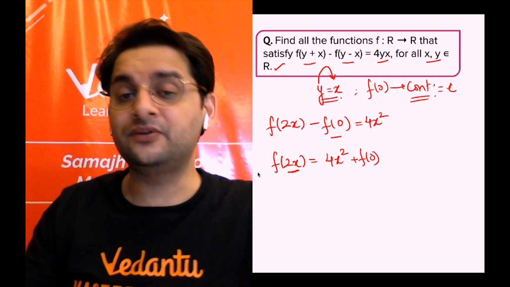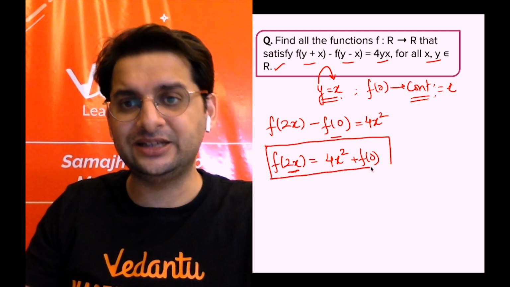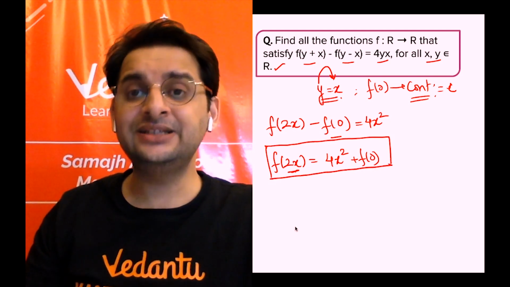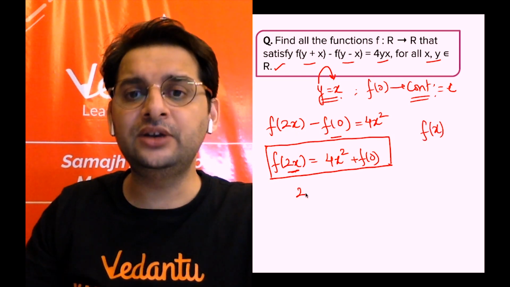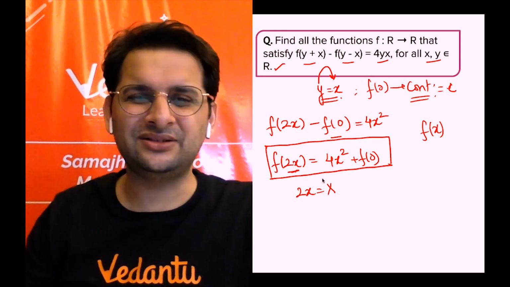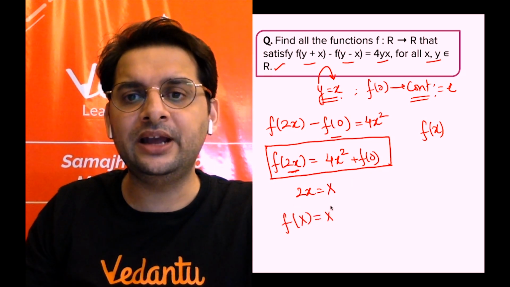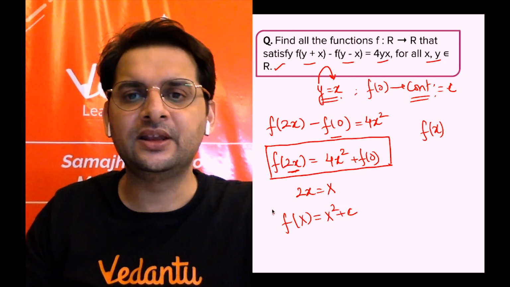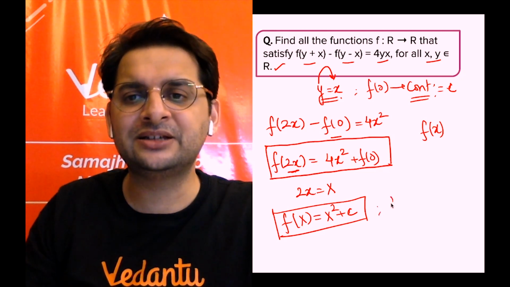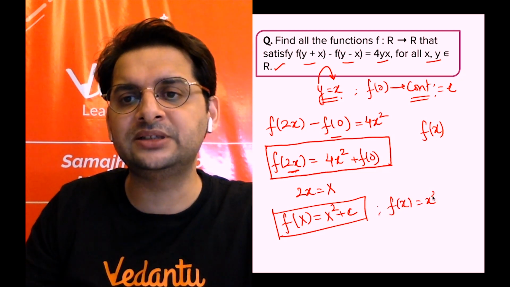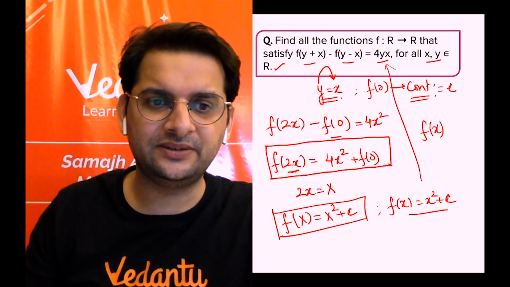Now this is 2x. What has happened now is the function has been converted into a function of a single variable. Since I am used to finding functions in the form f of x, I'll replace 2x by capital X or any other variable. So f of x would be x square plus c. And in general, this is a variable, so it can easily be replaced by small x also. So f of x would be x square plus c. So this is a function satisfying this functional equation.